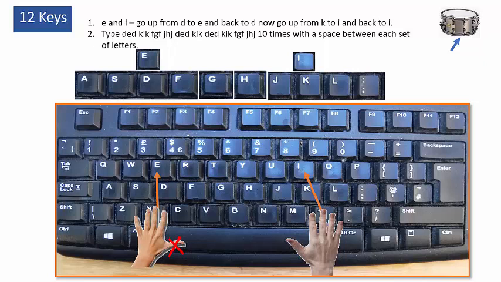I'm taking these 3 letters together as words. So when I say put a space in between them, I don't mean a space in between D and E. I mean a space between D, E, D, space, K, I, K, space, and so on. Okay.